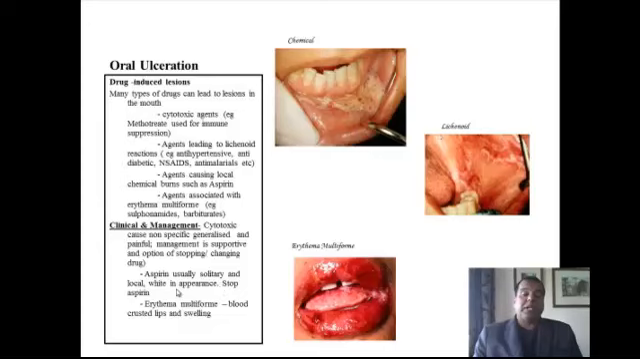Aspirin burn usually is solitary and local, white in appearance, as seen in this clinical photograph on the top. Again, stopping the aspirin or that being held in that area will help it to heal up.